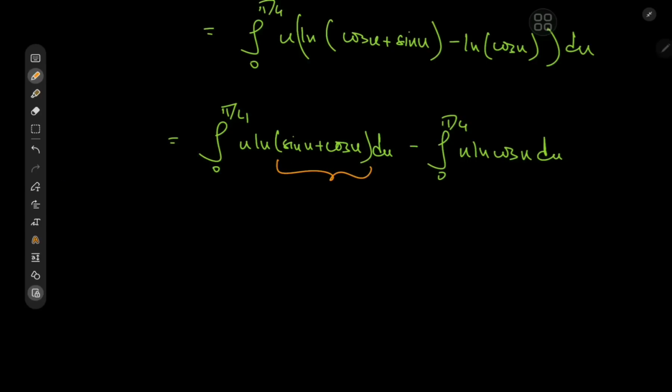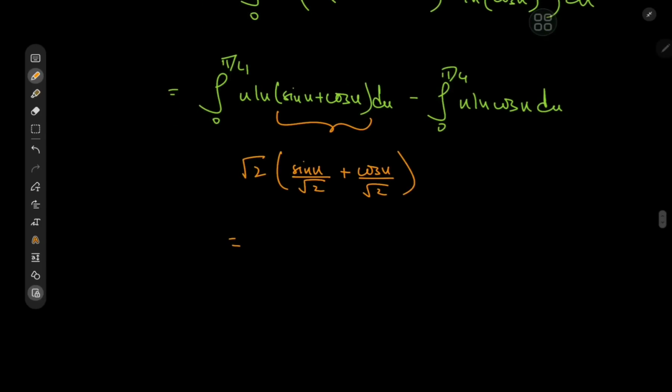We have the sine u plus cosine u term here. This could be written as root 2 times sine u divided by root 2 plus cosine u divided by root 2. Now, why have I introduced these 1 over root 2 terms? Well, we know that 1 by root 2 is, in fact, the sine of pi by 4 as well as the cosine of pi by 4.